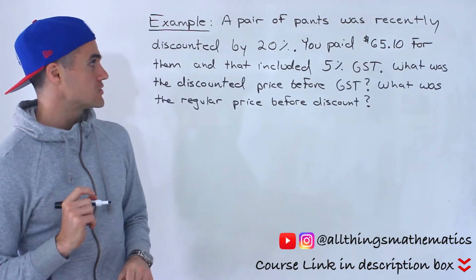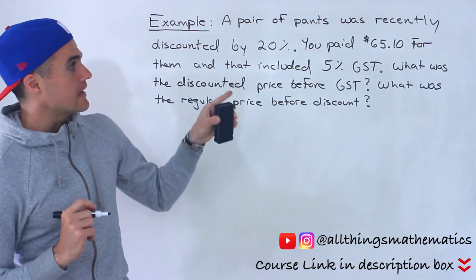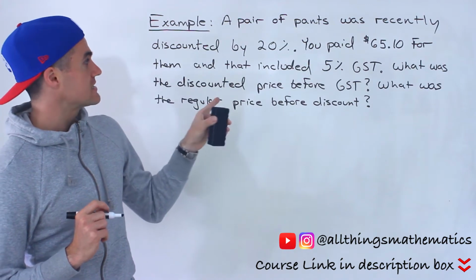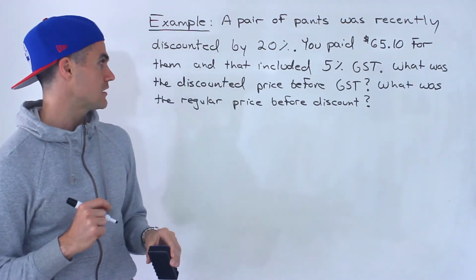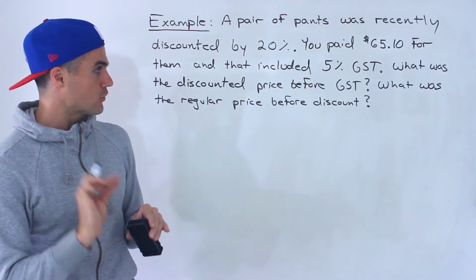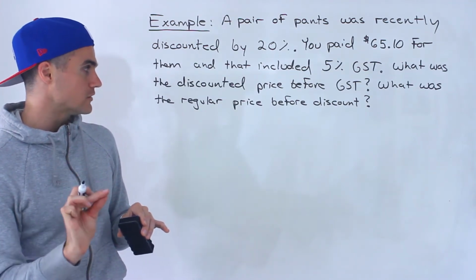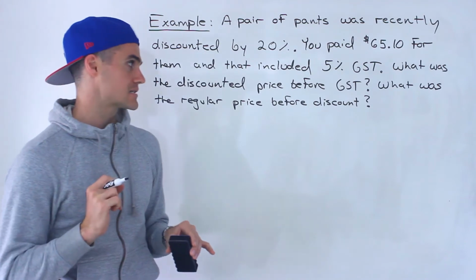In this video, we're told that a pair of pants was recently discounted by 20%. You paid $65.10 for them, and that included 5% GST. What was the discounted price before GST, and then what was the regular price before discount?